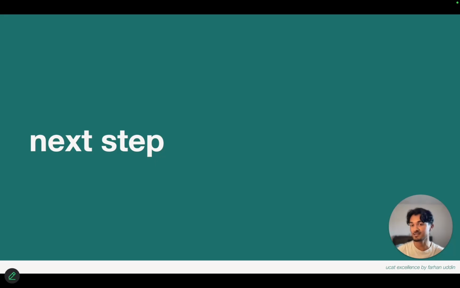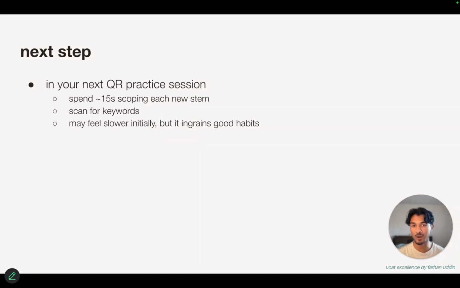So here's your next step. In your next QR practice session, spend at least 15 seconds scoping each new STEM. Then you scan for the keywords and the key numbers inside the question. This might feel slower for you initially, but it does ingrain good habits. The quicker you get at this skill, the better you'll end up going. But it is just one of those steps back that we need to take in order to go 2 steps forward.